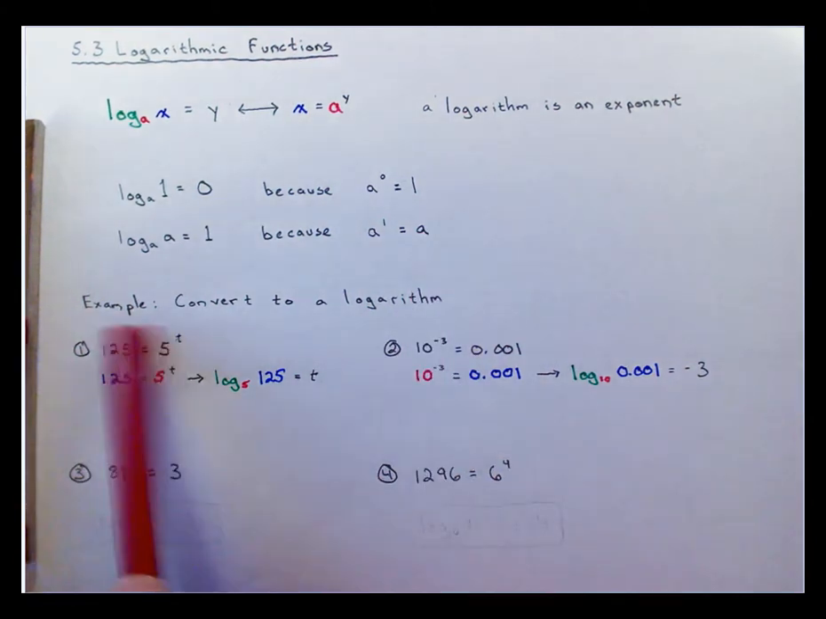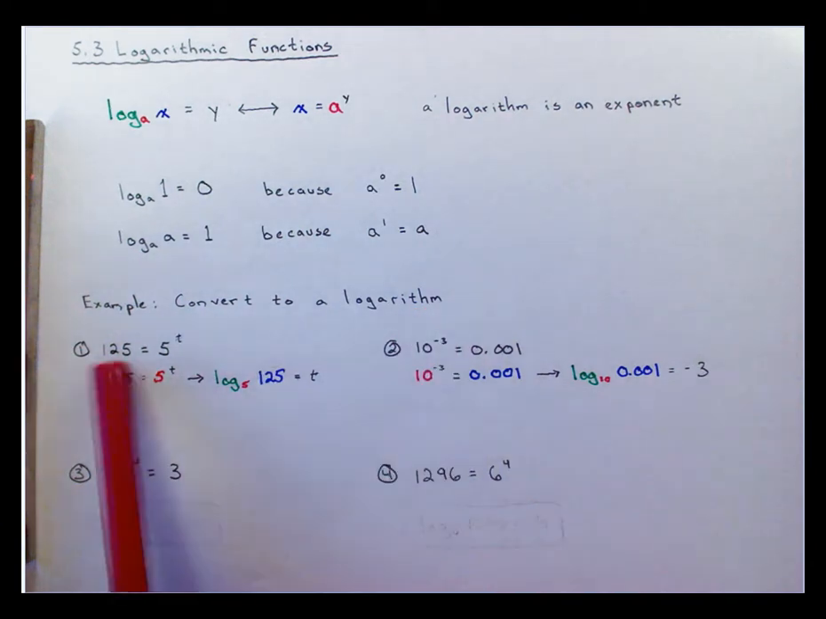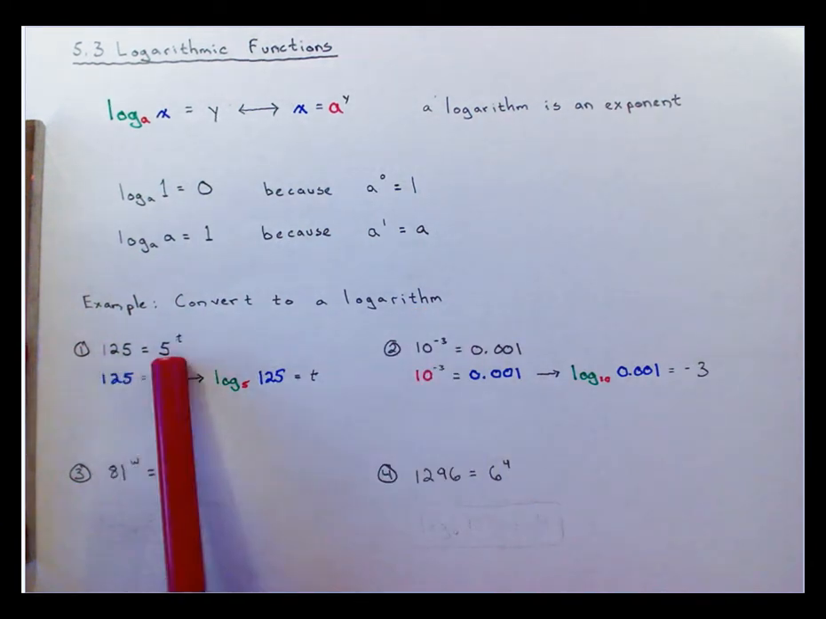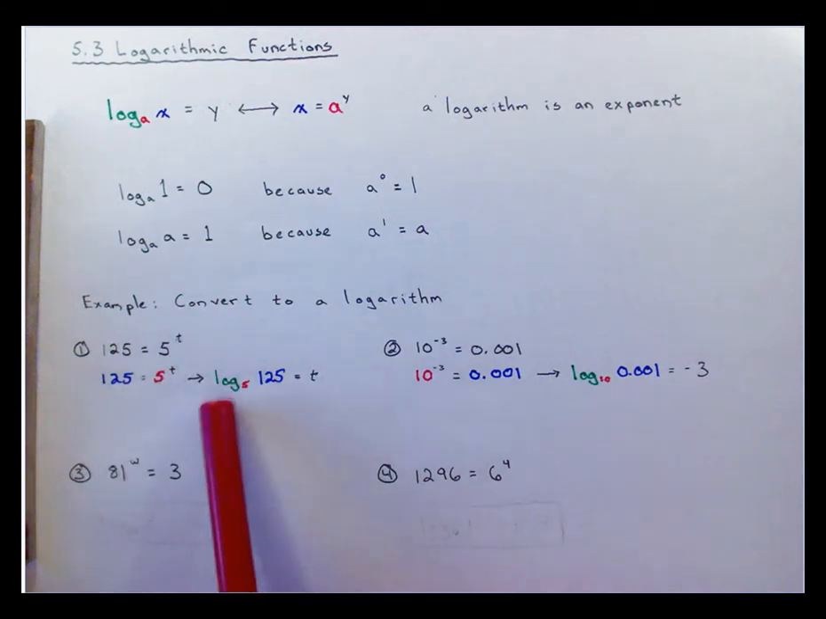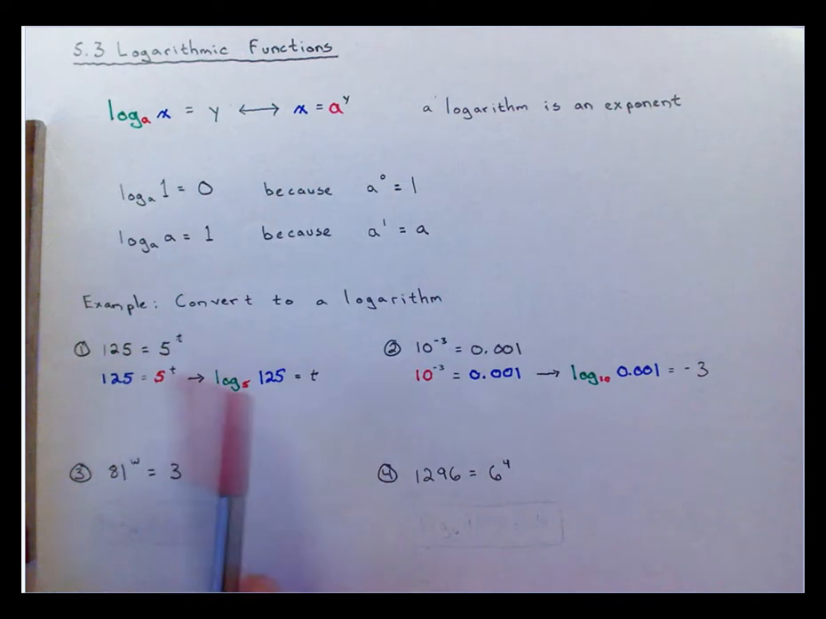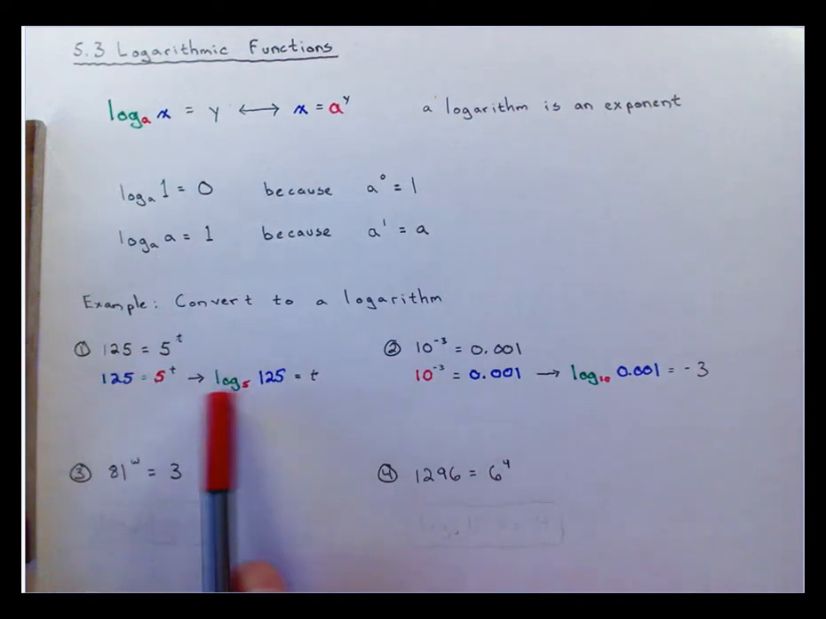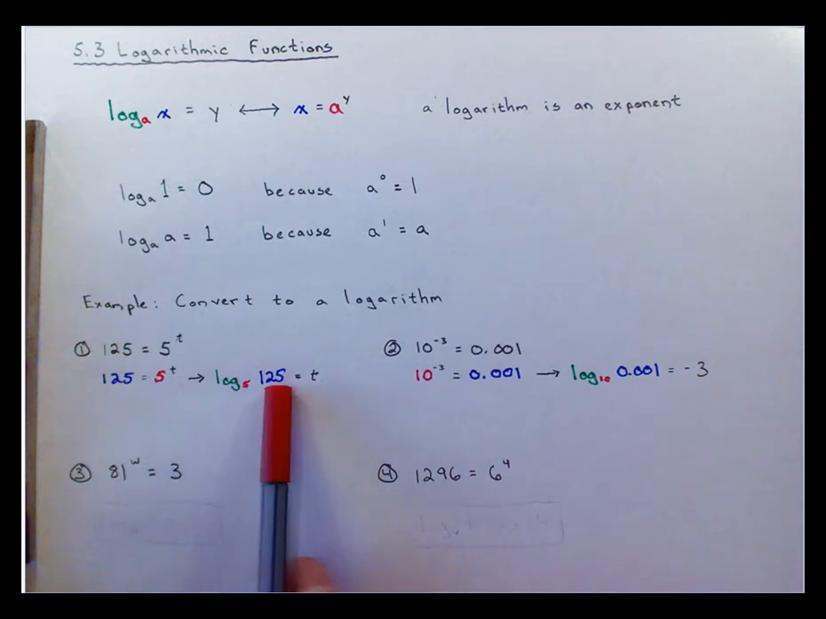Alright, so example, convert to a logarithm. Given this exponential function, write it as a logarithm. Well, the first thing I know is going to be log, so I write down log, and then I know my base of that log is the same as the base of the exponent, and then whatever it equals is going to be my x. So log base 5 of 125 equals t.